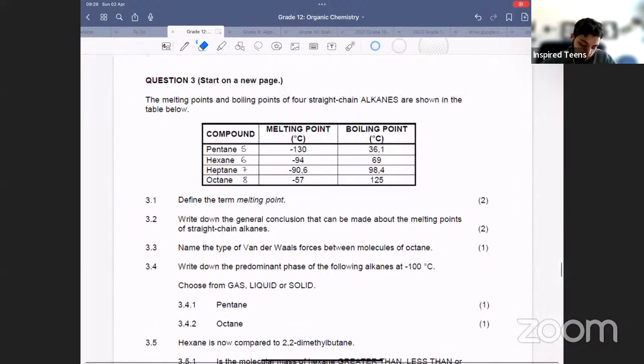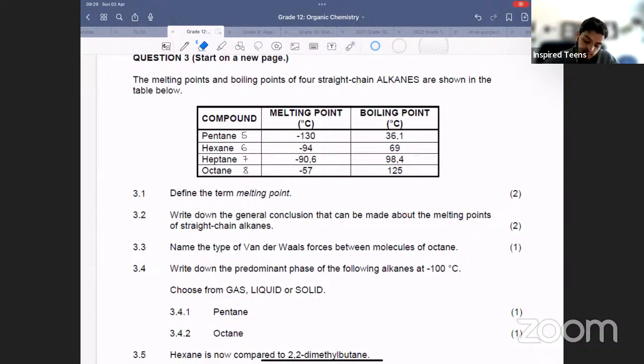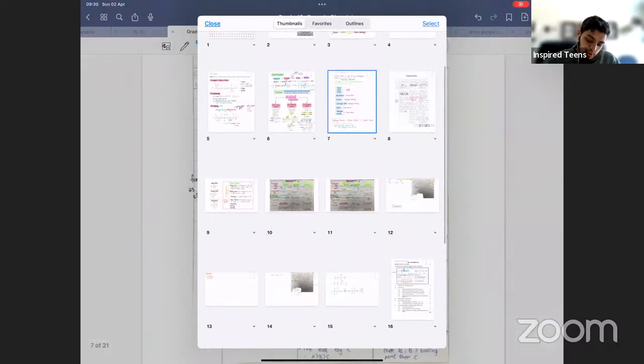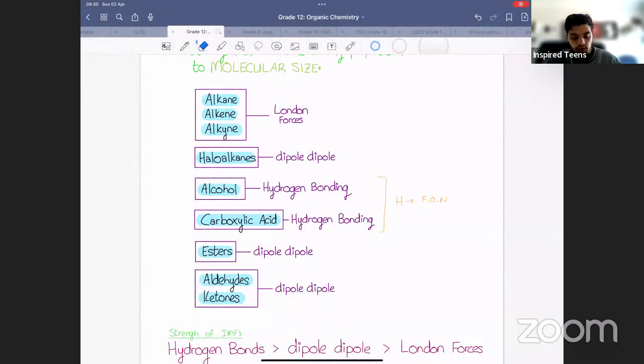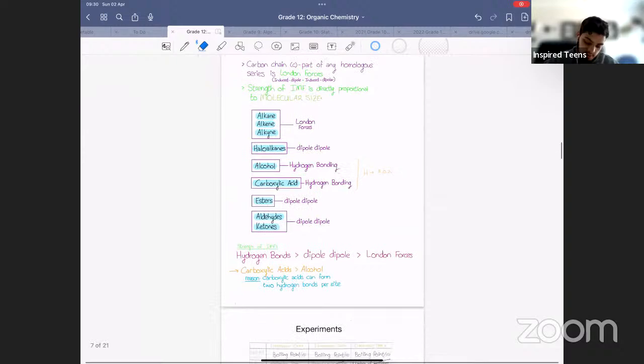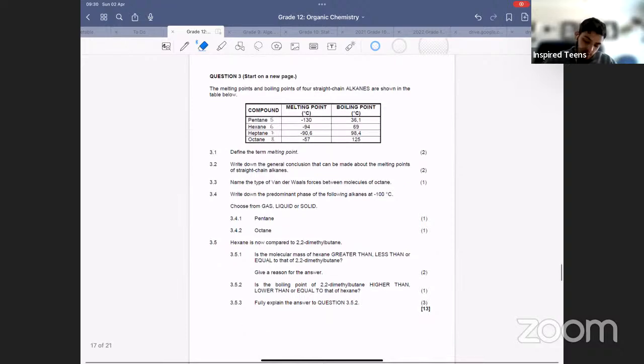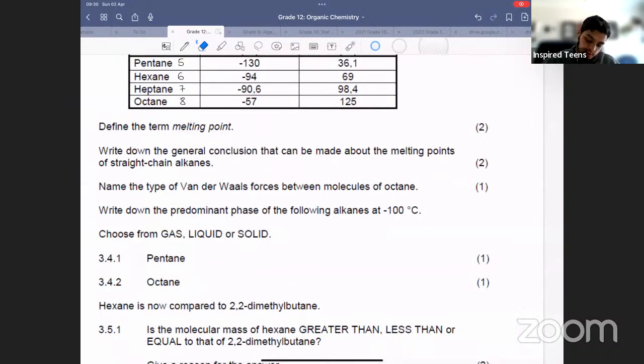Number 3.3, name the type of van der Waals forces between the molecules of octane. So remember, this page just contains all the forces of all the homologous series. So alkane forms under the hydrocarbons, only hydrogen and carbon, and alkanes contain London forces only. Right? So let's have a look. Okay, so the type of van der Waals forces between molecules of octane, London dispersion.